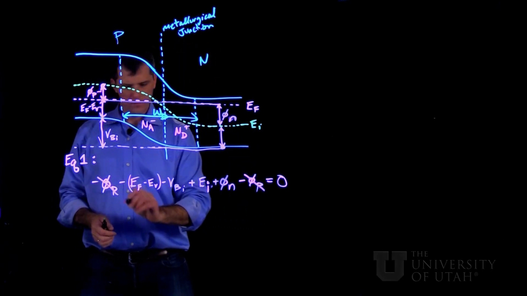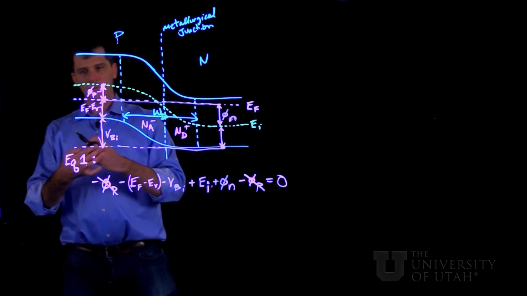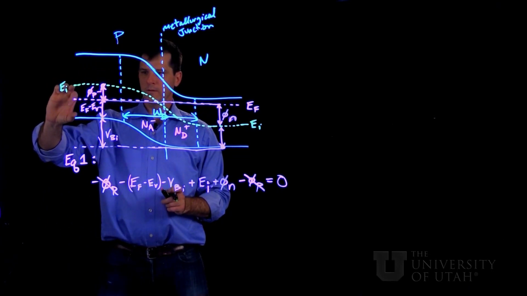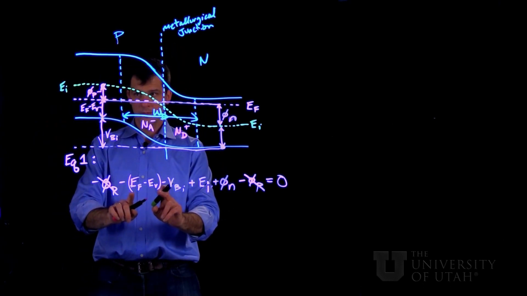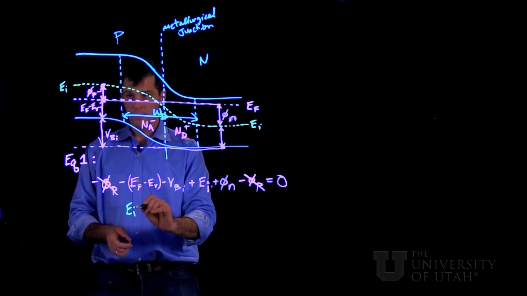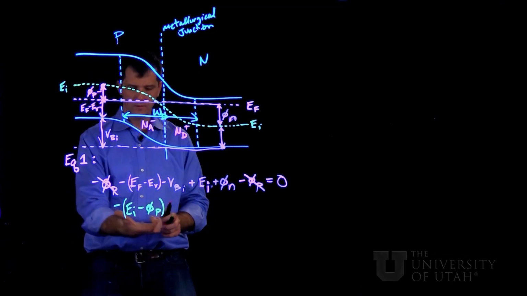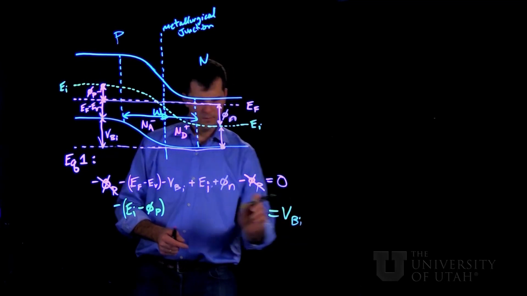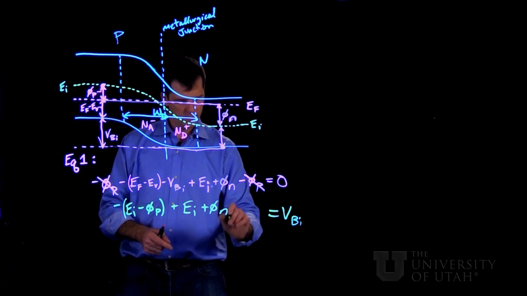So we're going to take these out there, and then we have to deal with this term, but we can rewrite this term actually as EI being the sum of these two. And so we can rewrite this here as EI minus phi p, and then we put the whole thing in a negative there. And then let's bring this V built-in over to the other side. And then we have plus EI plus phi n.